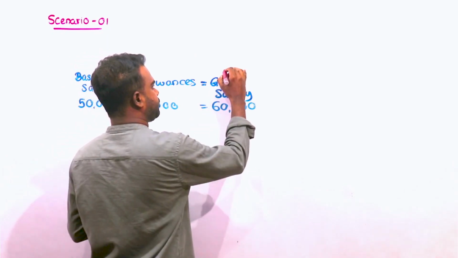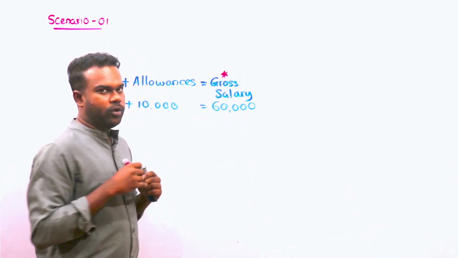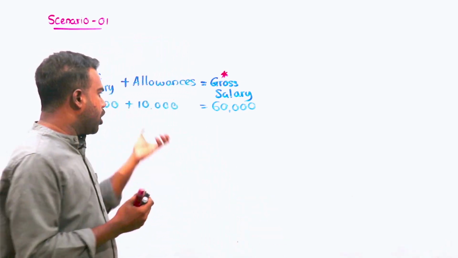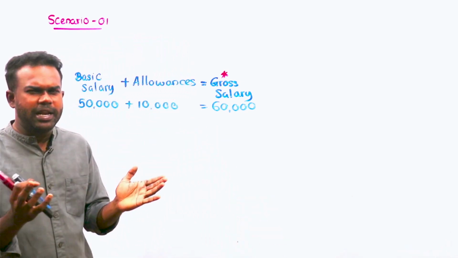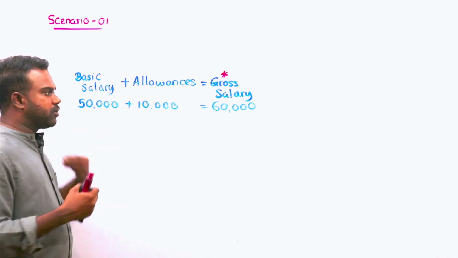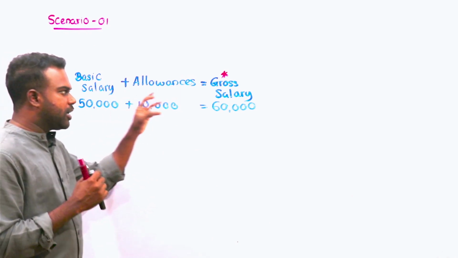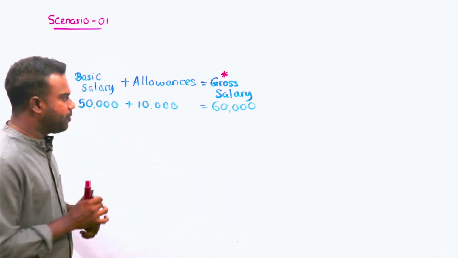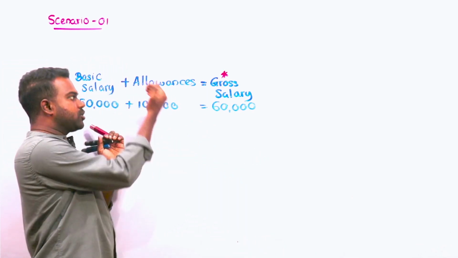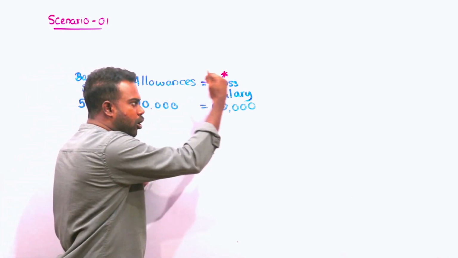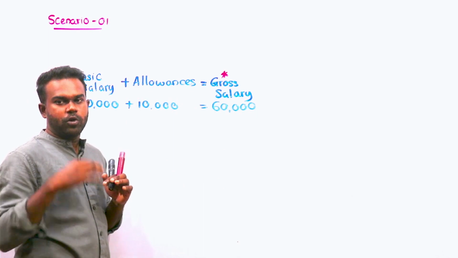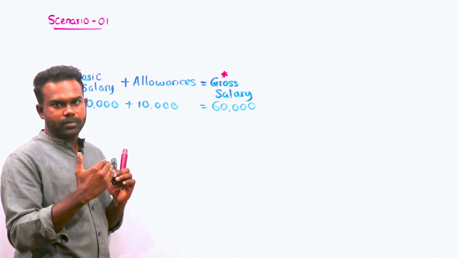Because in accounting, we are not going to identify allowance as a separate expense. You can't identify these allowances as separate expenses. Total benefits related to the employee should be recognized as an expense. Therefore, no need to separate. There's no allowance expense. Allowance is also added to the basic salary, and the total amount should be identified as salary. We call that gross salary.